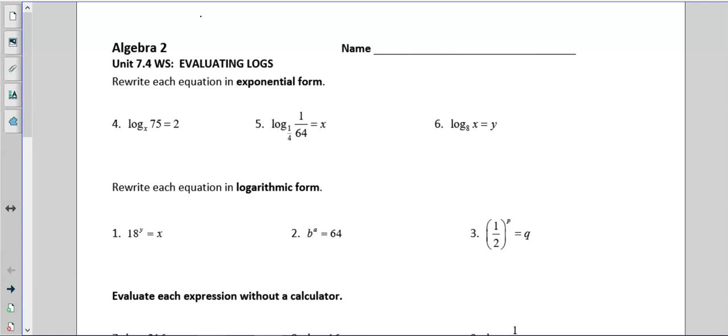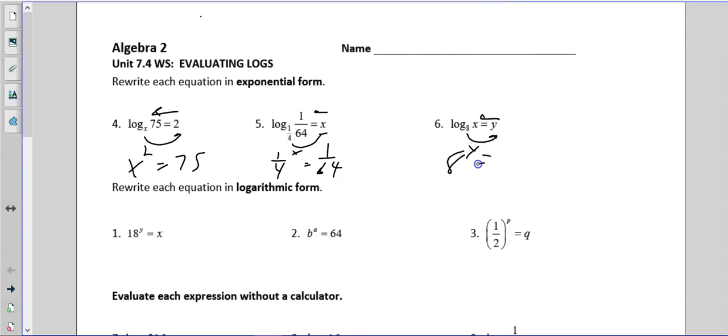All right, so rewriting in exponential form. So we swish and flick. So that's x squared equals 75. Again, swish and flick. 1/4 to the x power equals 1/64. 8 to the y equals x.